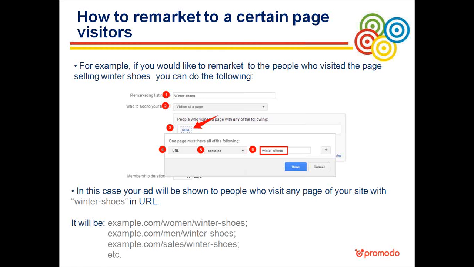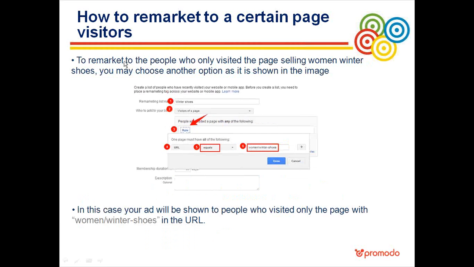If you would like the number of pages to be less, or you would like to specify a certain page, for example, you want to remarket to people who only visited the page selling women's winter shoes, you may choose another option. So you again click rule, URL, but here you select equals, and you write women/winter-shoes. In this case, your ad will be shown to people who visited only the page with this expression in the URL.